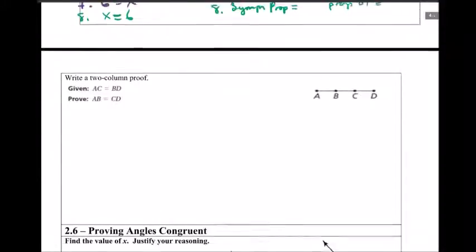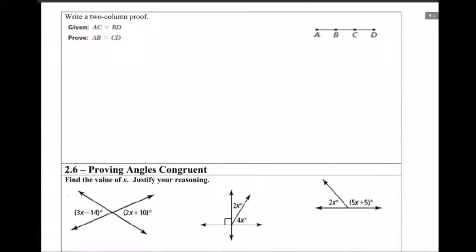All right, we've got another proof here. Yay! Everybody loves proofs. All right, what are we given? We are given that length AC equals length BD. So let's go to our diagram. Length AC is that, and length BD is that. So I am thinking immediately that we might be using the reflexive property of equality there for BC. BC is BC.